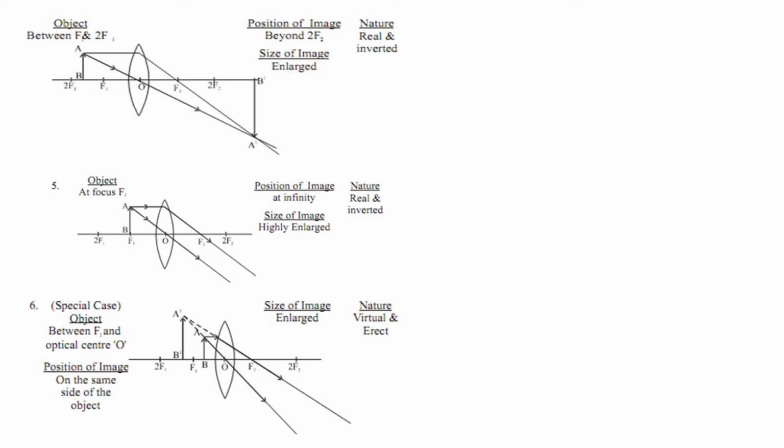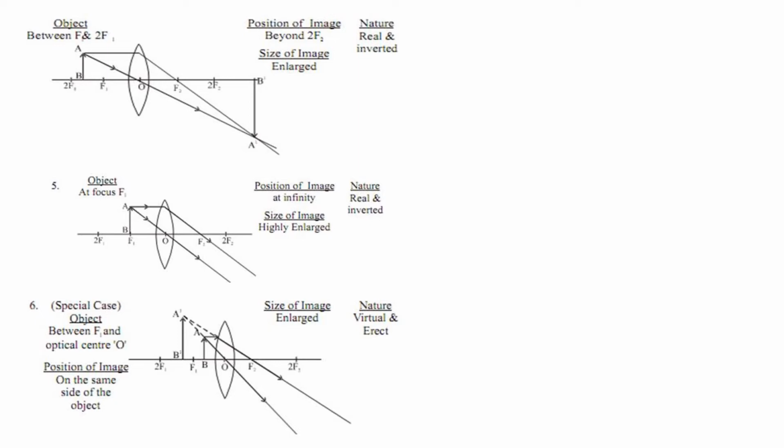Let's take another case. Here the object is between the center of curvature and the focus 1. Now the object is coming closer to the lens, and we will take one ray. It is passing through the principal focus. It was initially parallel to the principal axis, and passes through the principal focus. Another ray goes through the optical center, and they are meeting over here.